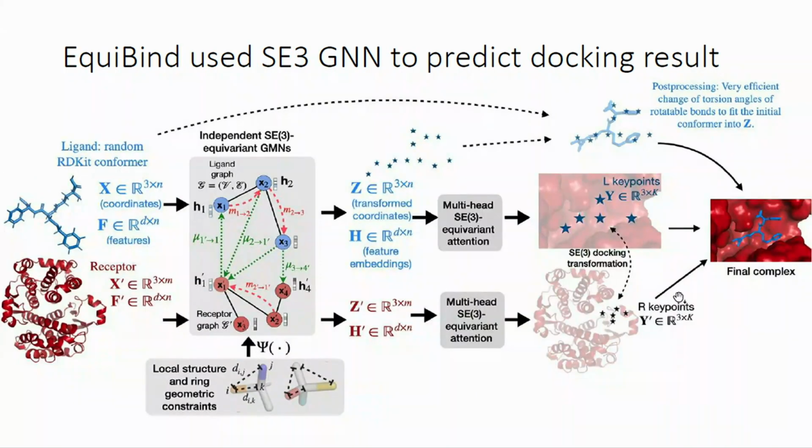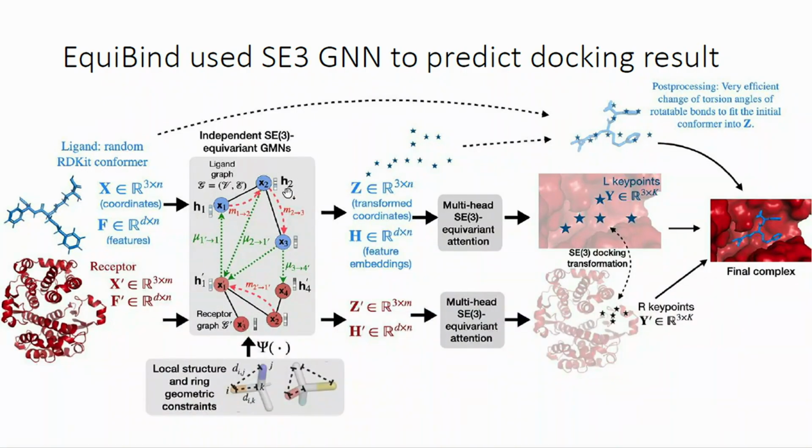Recently, because of the emergence of stochastic interpolant models like diffusion and flow matching, which we're going to talk about a lot from next week on, there's an improved version of EquiBind. Sorry, this is still EquiBind, but looking into more details of the architecture.